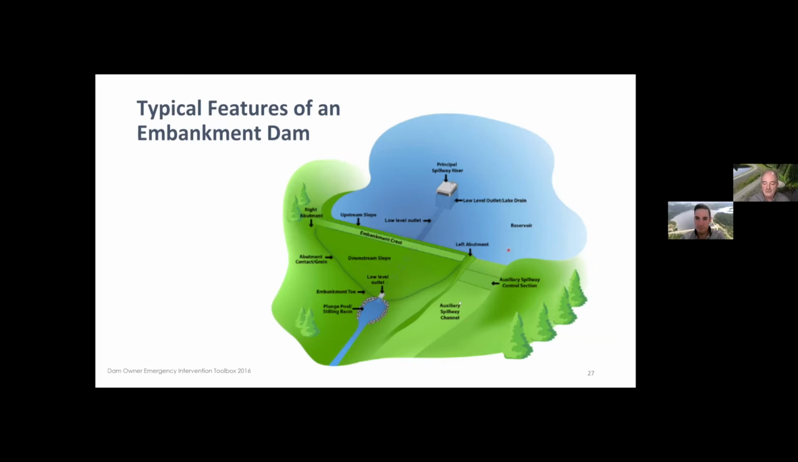A spillway, many of your dams will have a spillway. There's a toe of the embankment. You probably have a low level outlet. You may have a riser on that structure. You may have some sort of valve mechanism, a gate valve or something. So these are all components of your dam that you'll be inspecting.